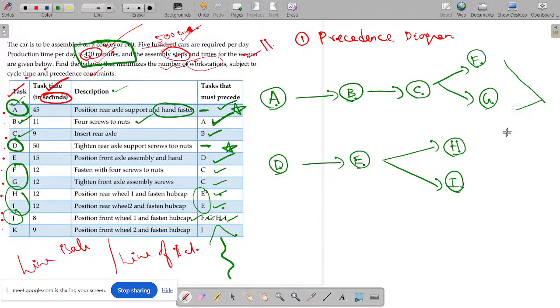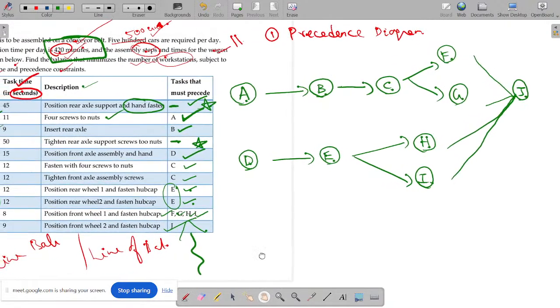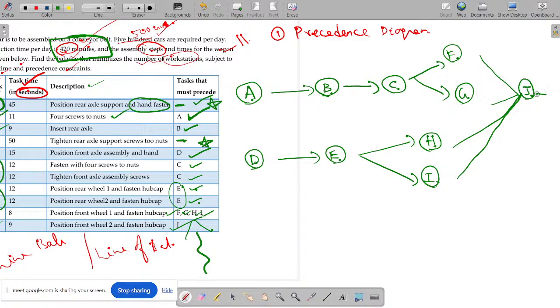So let me draw over here. Everything has to get over, then only I can start with G. Is it okay? Then after J gets over, I can start K. Okay? So I can start with K. So this is my diagram, the series diagram.